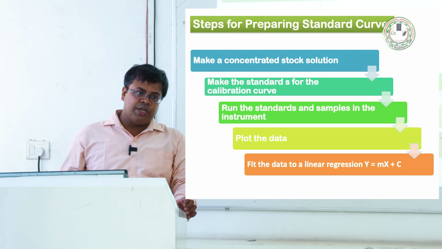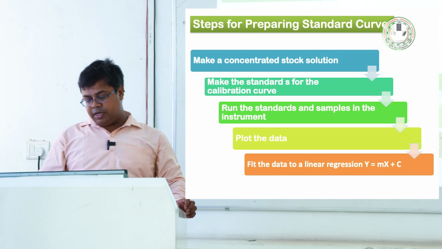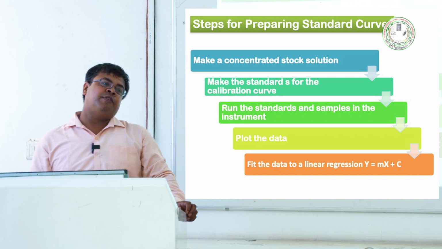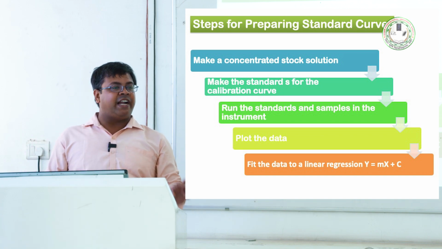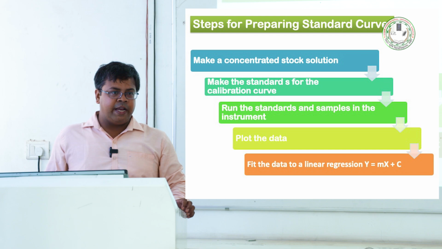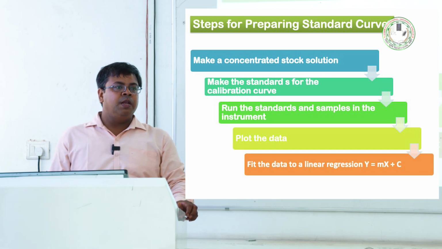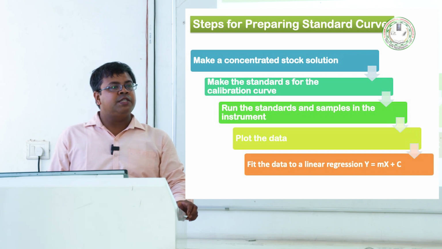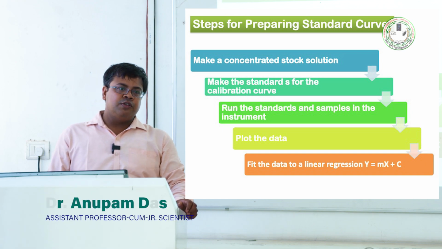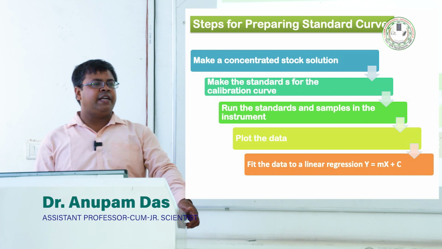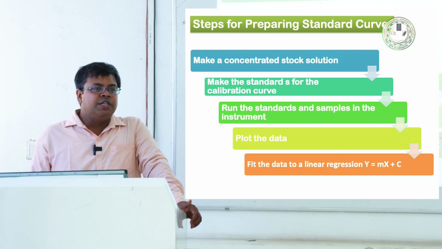emissions or absorptions. And we know from the knowledge of the straight line that for making one straight line, at least 2 points are required. And the more the points, the more precision we will obtain during the preparation of the standard curve. Okay. So normally we take at least 5 to 6 standards.